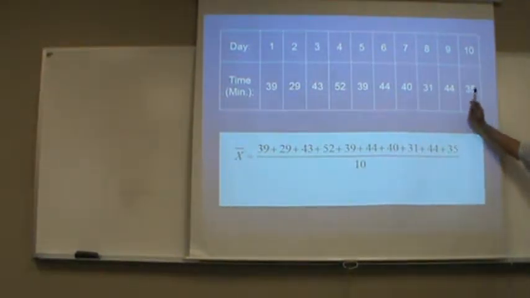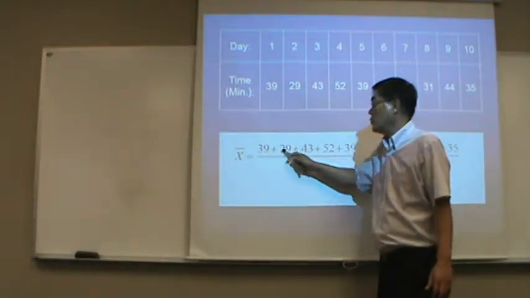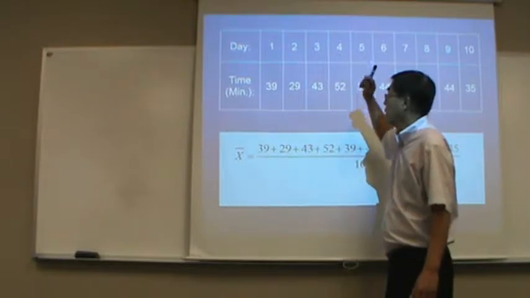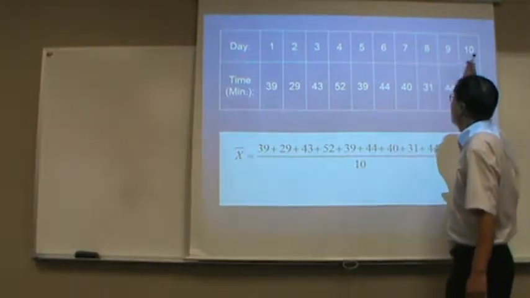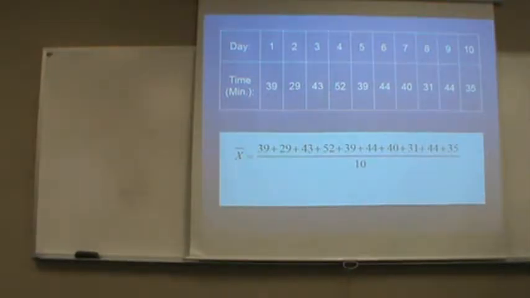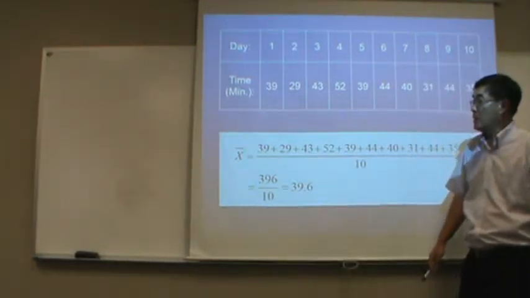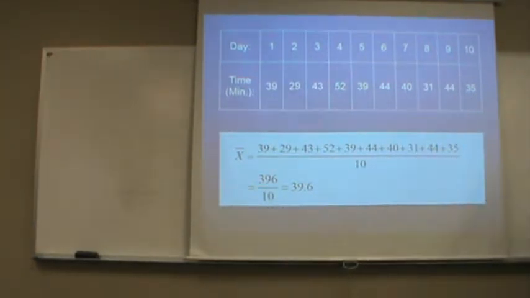So if the data set is a sample, it is the same calculation: add all of them, 39, 29, 43, and so on, divided by the sample size 10, equals 396 divided by 10 equals 39.6. That is the sample mean.